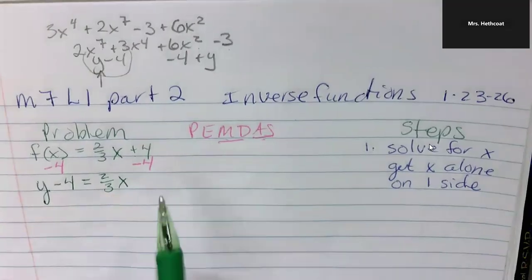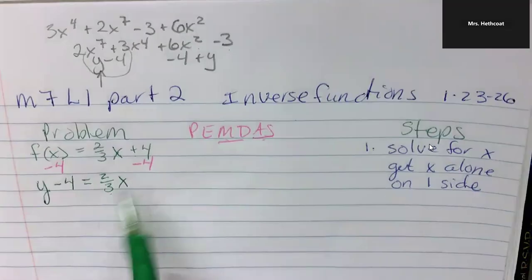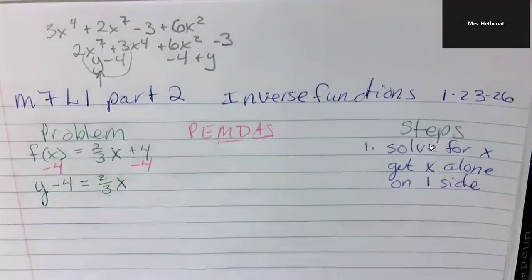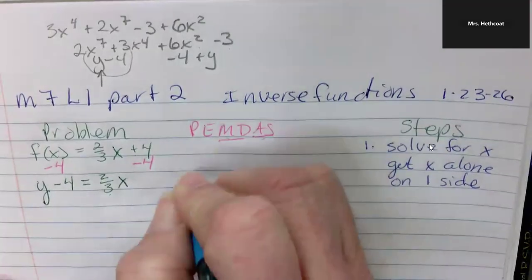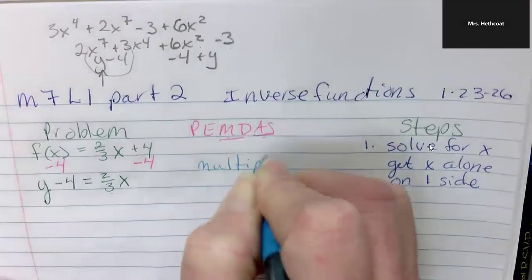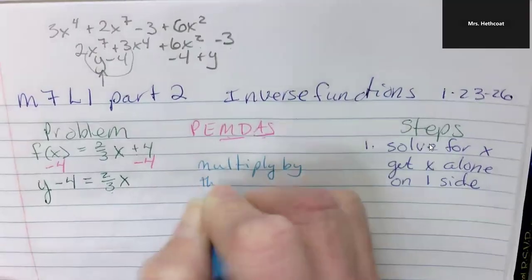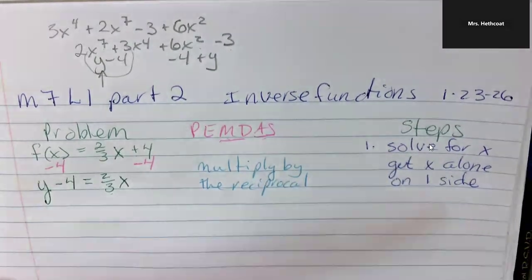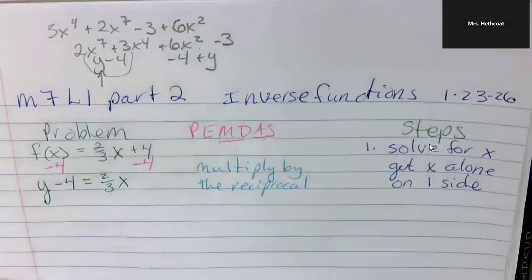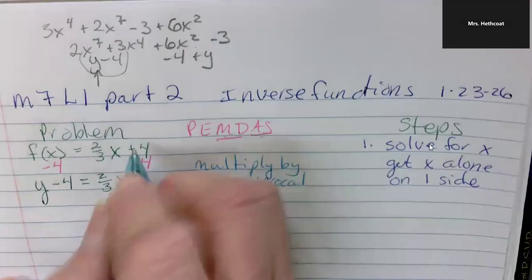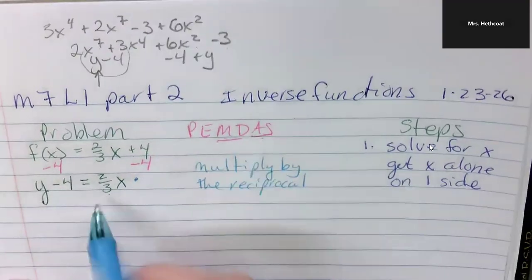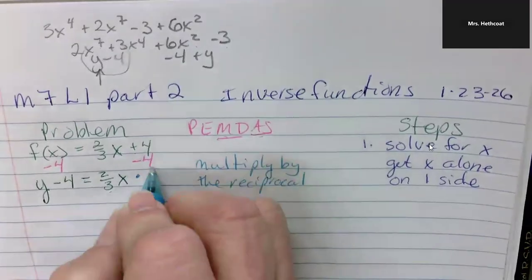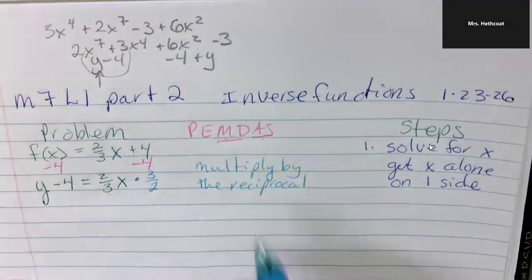Now the last time we had a problem like this, we multiplied by 3 to get rid of the 2/3, but I would like to show you how to multiply by the reciprocal to get rid of it. I didn't put that in the steps because it depends on if you have a fraction by your variable. We're going to multiply times the reciprocal of 2/3. The reciprocal means that you flip your fraction. So the reciprocal would be 3 over 2.